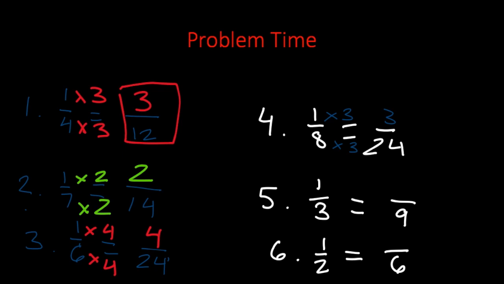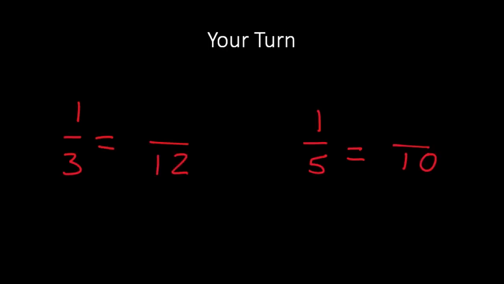Now, time for our next one. What do we do to get 3 to 9? We multiplied 3 times 3. Now same thing up here, 1 times 3 equals 3. Now time for this problem, 1/2. Well, we multiplied 2 times 3 to get to 6. Now same thing up here, 1 times 3 equals 3. So 3/6.